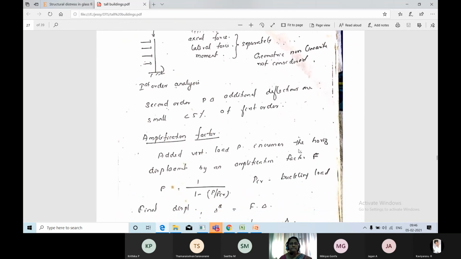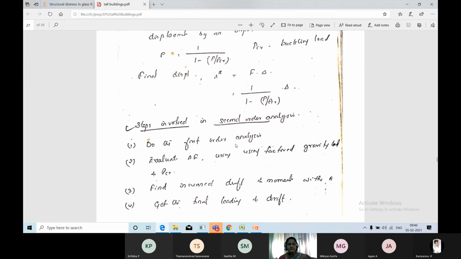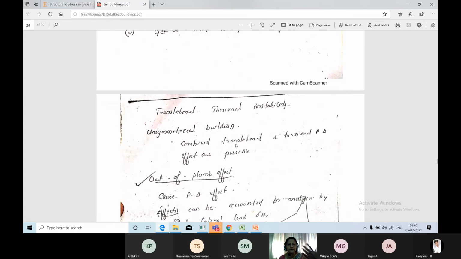Here I have explained how, in second order analysis, you have to apply an amplification factor and take it into consideration. Especially this will happen when it is an unsymmetrical building. When it is an unsymmetrical building, all these effects have to be considered for the stability check.